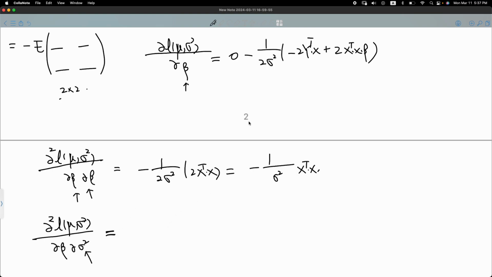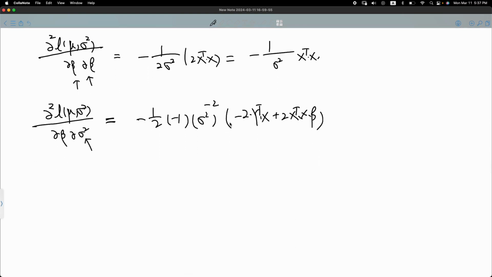So coming back from here, for this first order derivative, we take the derivative with respect to sigma square. So we have -1/2 times -1, sigma square raised to the power of -2, and then the rest is just the coefficient multiplied by that, x transpose x beta.